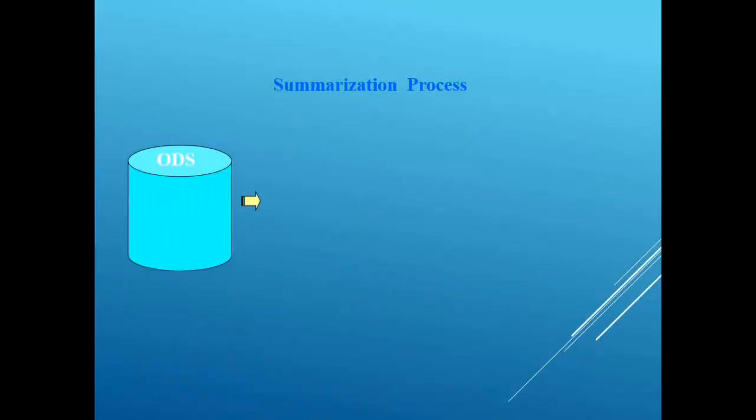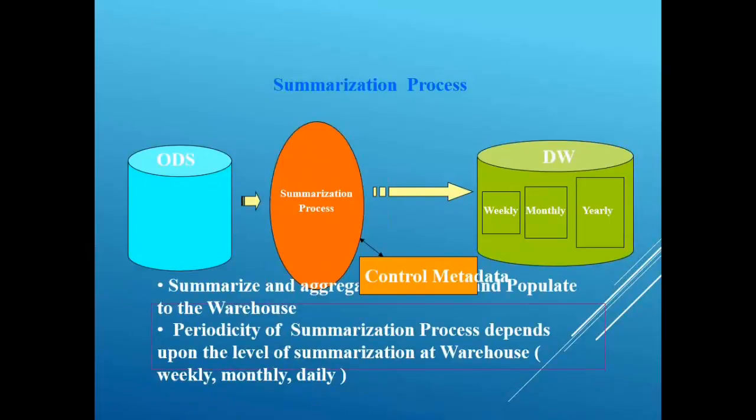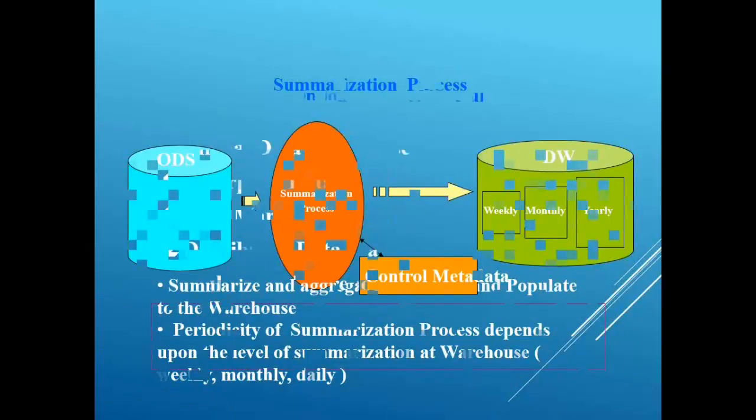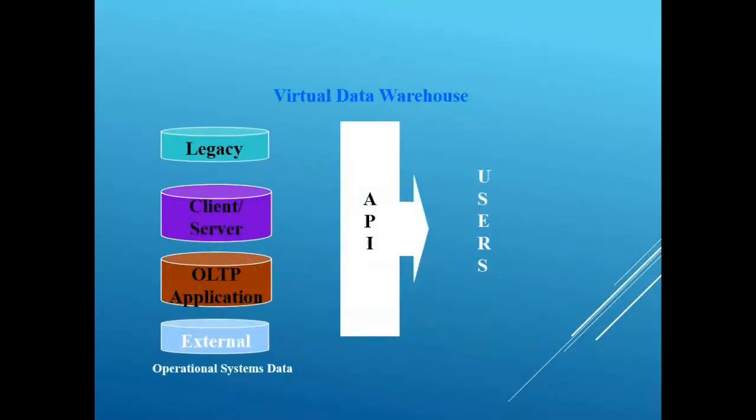And the operational data store, which is optional in the architecture, is where we summarize the data and load it into the data warehouse, summarizing at different levels. The first type of architecture that we have is the virtual data warehouse architecture, where there is no data warehouse here, no data warehouse and no ETL process.